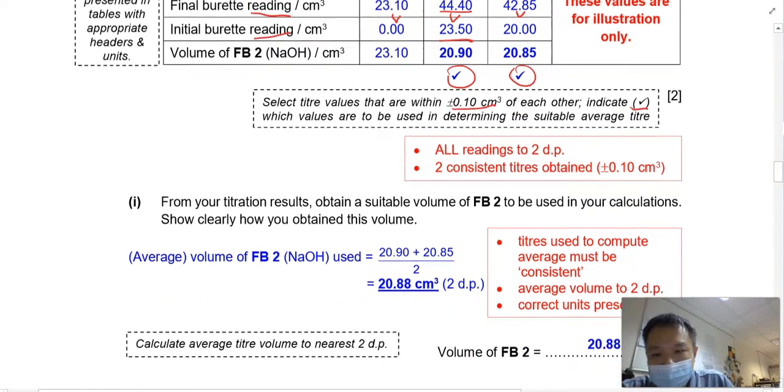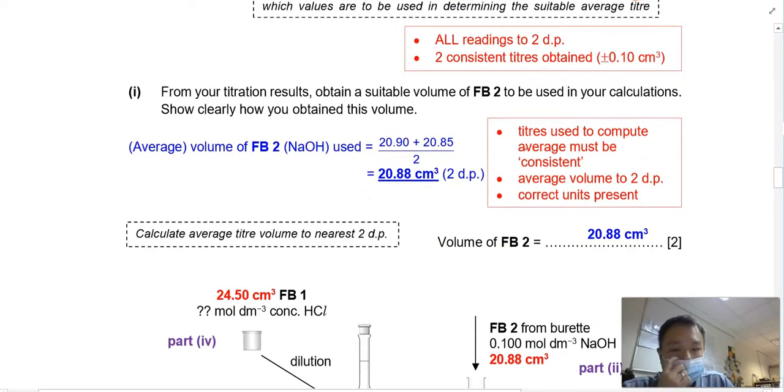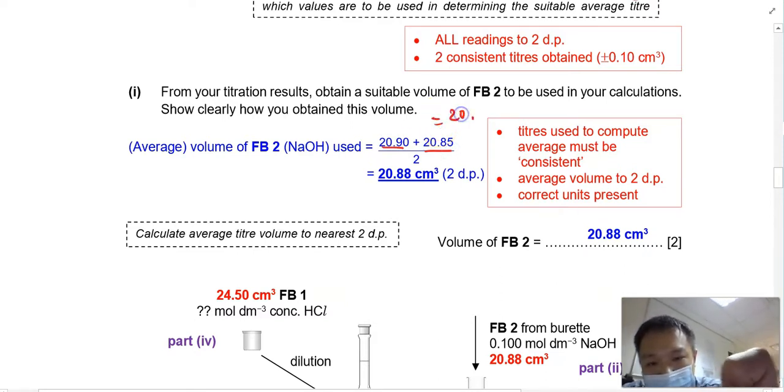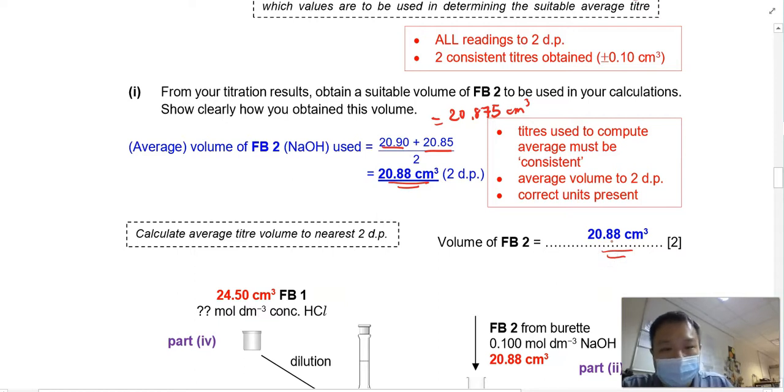So for part 1, from our titration results, obtain a suitable volume of FP2 to be used in the calculation. So 20.90, 20.85. If you key this into the calculator, you should get 20.875. Do I use 20.875? Nope, I'll round to 2 dp. Your average volume has to be rounded correctly to 2 dp. It's quite sad that some of you can't even round off the volume to the correct 2 dp, together with the units.